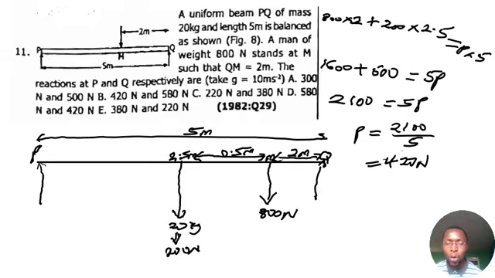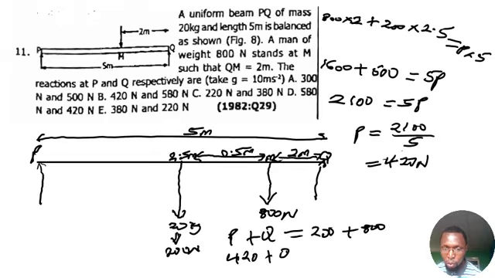How do we get our Q? We apply the first equilibrium condition, which is that the total force acting in one direction is equal to the total force in the opposite direction. So the upward forces are P and Q. So P plus Q must be equal to the total force acting in the opposite direction, which are 200 and 800. It will be 200 plus 800. Remember that we have gotten our P to be 420. So we can say 420 plus Q equals 200 plus 800, which is 1000. Now Q will be 1000 minus 420.